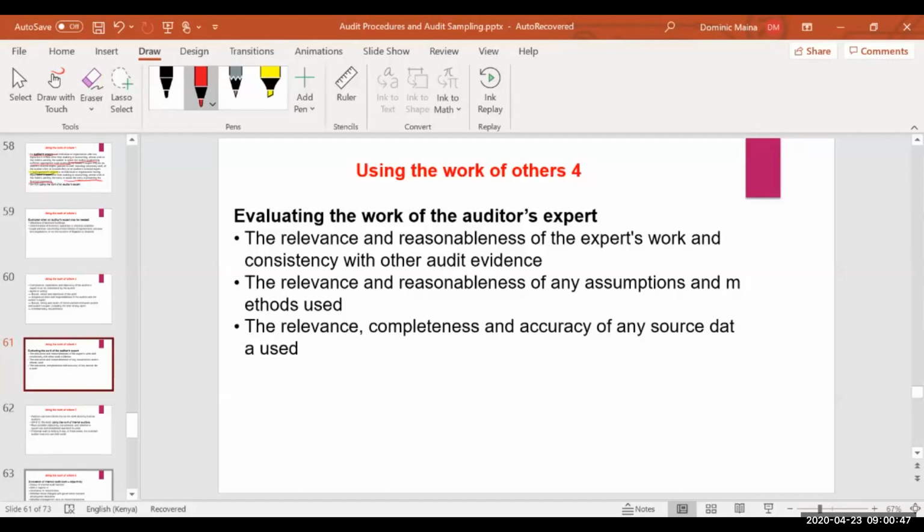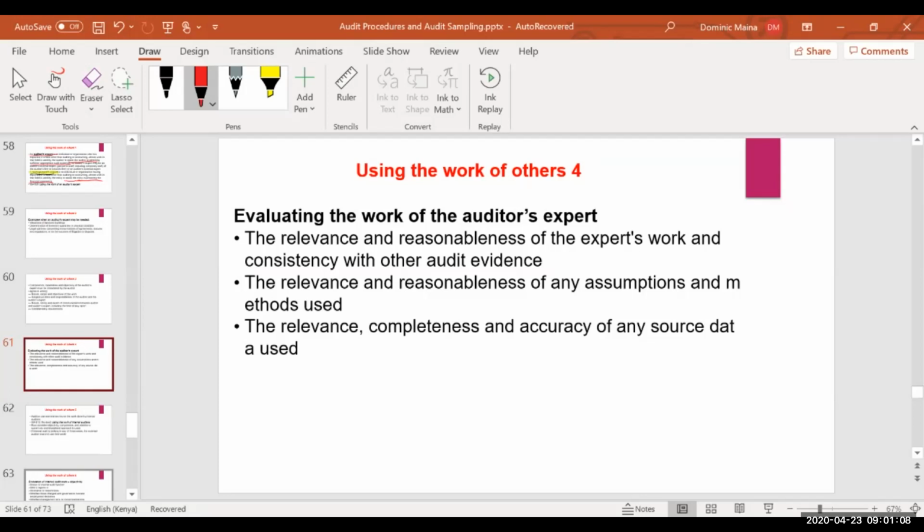But you have to compare this evidence I've obtained from my expert. Is it helpful to me? Is it going to help me in being able to form an opinion? Is it relevant? Is it consistent with the already existing audit evidence that I've gathered?